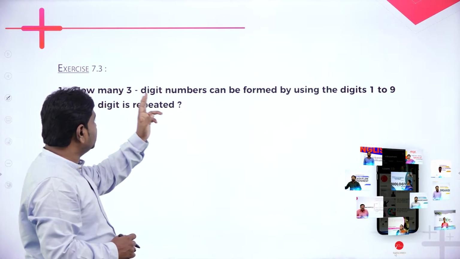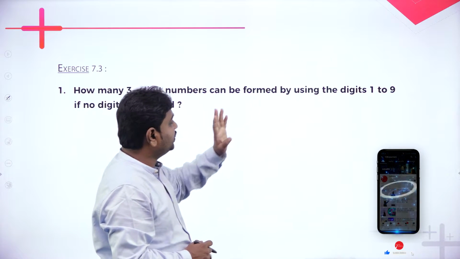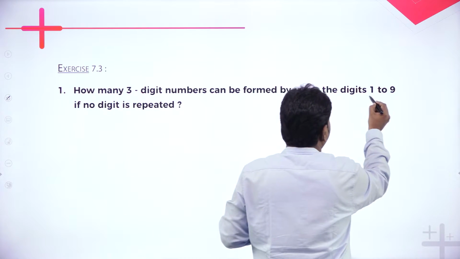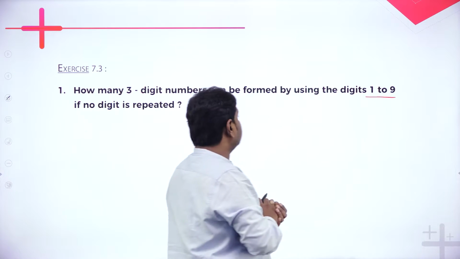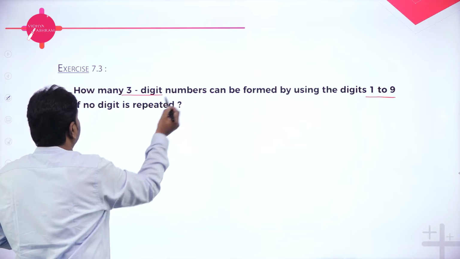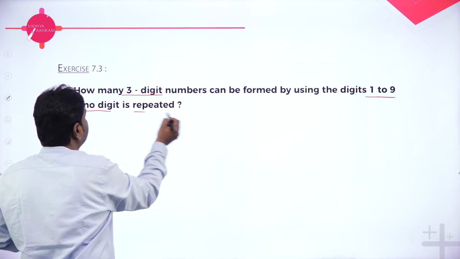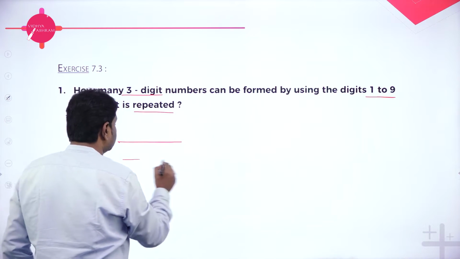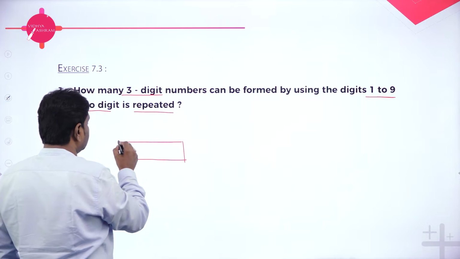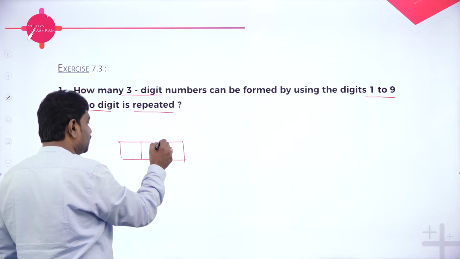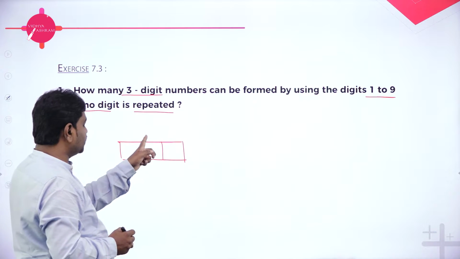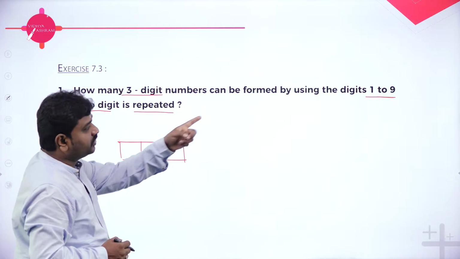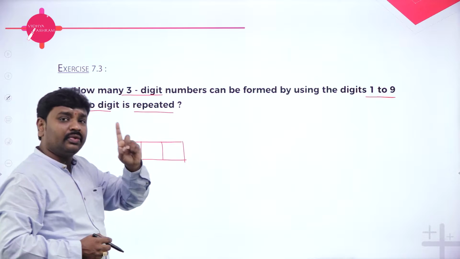How many 3-digit numbers can be formed using the digits 1 to 9, if no digit is repeated? So we use the fundamental principle of counting. First I'll write a 3-digit number. A 3-digit number means 3 boxes: units place, tens place, hundreds place. And they are using the numbers from 1 to 9. We have 9 numbers.